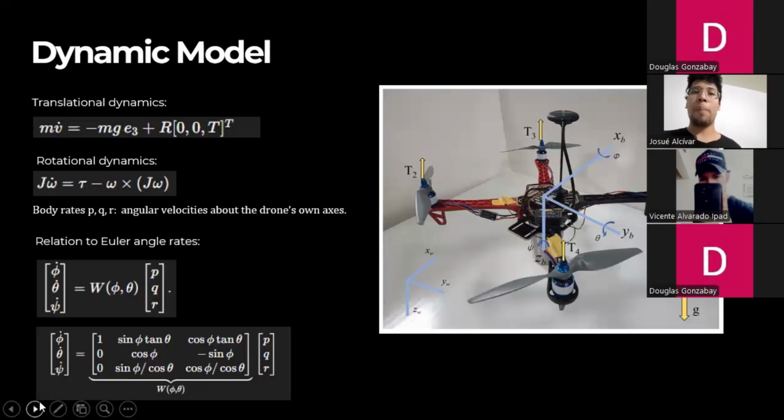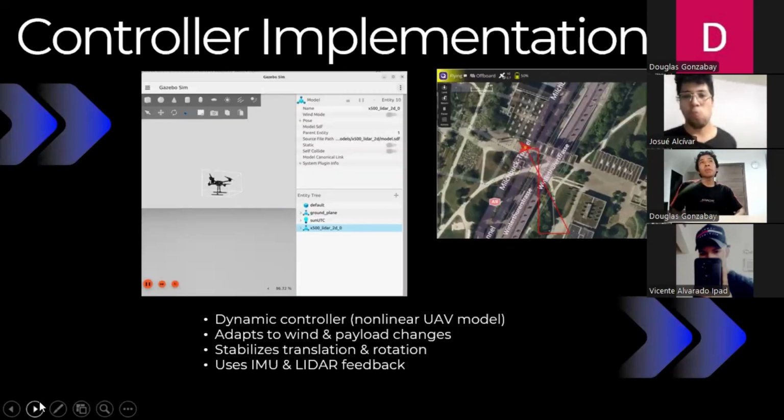All of these matrices can be used to simulate in ROS2 and Gazebo, and finally to put the code in the PX4 controller. The control implementation of the simulation uses a dynamic control, in this case on a nonlinear UAV model. This is based on the differential equations that explain the dynamic and kinematic movement of the drone. Additionally, the controller adapts to winds and payload changes that modify the inertia of the different components.